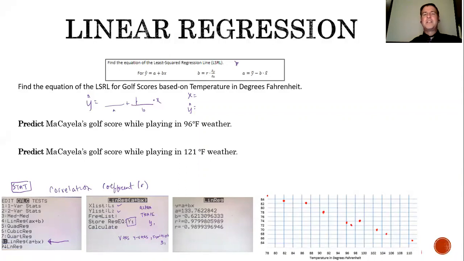All right, once you get the Y1, you'll get calculate, and again, here's the old school R that you found, which you can do the shortcut, that's okay. You can do it this way now. And notice that you have an A and a B that matches what we had before. Okay, there's your 133.76, and this is a negative 0.621 times X. X is temperature in degrees Fahrenheit, and of course this Y hat is score. Okay, and it's really for golf.